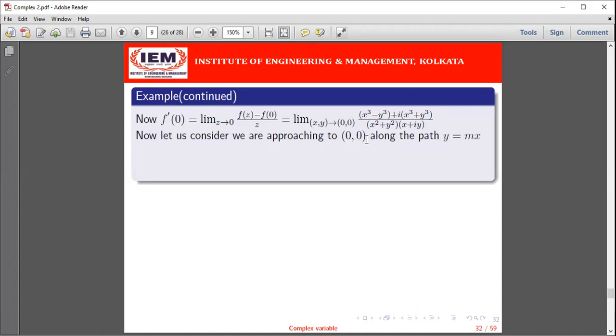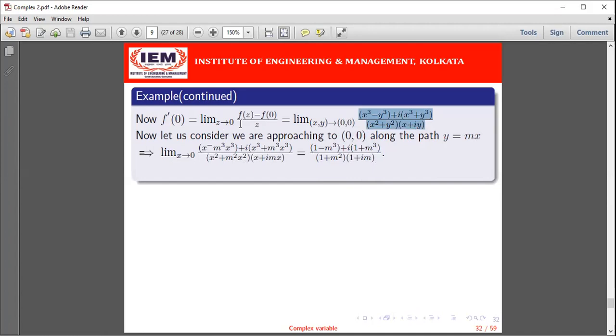So we can approach the point (0, 0) through the path y equals mx. Here, if I put y equals mx, the limiting value will depend on x only if I substitute y in terms of x. Now, by putting that, if you cancel out x from the numerator and denominator, the limiting value becomes this. That means the limiting value is dependent on m. That means if you change the path, the limiting value will change. So the limiting value of this quotient doesn't exist at all.